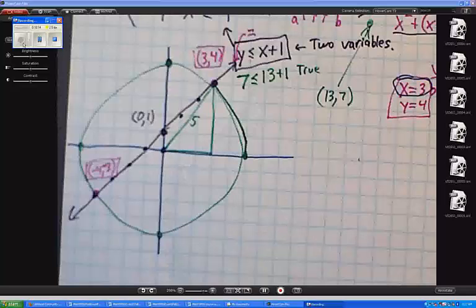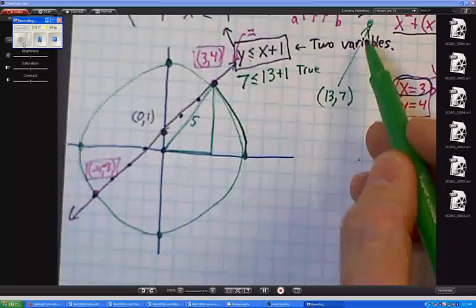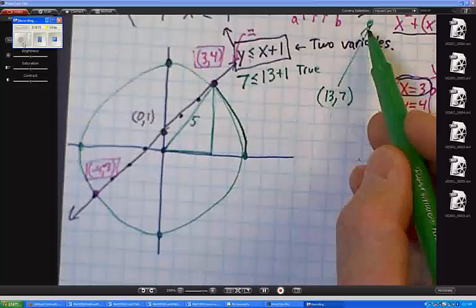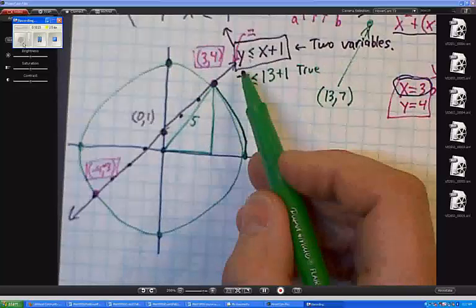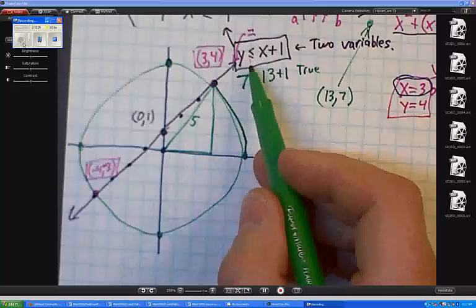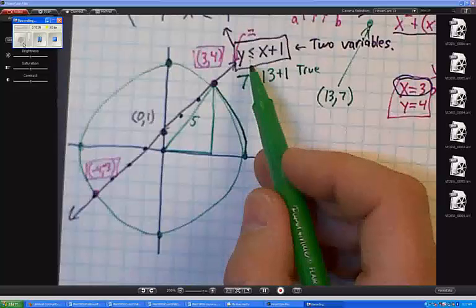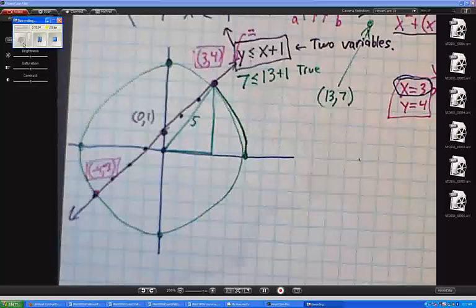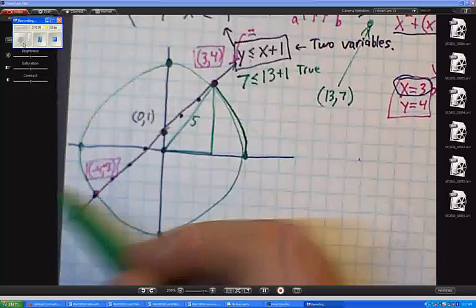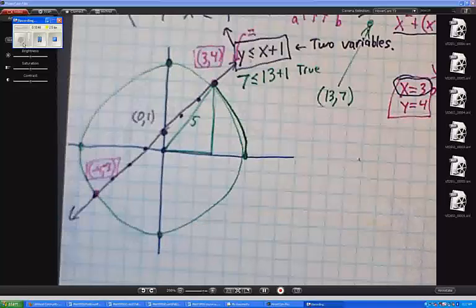So here's a question. Is 13, 7 a solution to that inequality? And the answer is yes. Now here's the thing. Any set of points you pick on this side of the line, you're going to get something that's true. Any set of points you get on the other side of the line, what's going to happen? That's right. Travis, give me a point that is on the other side of the line.